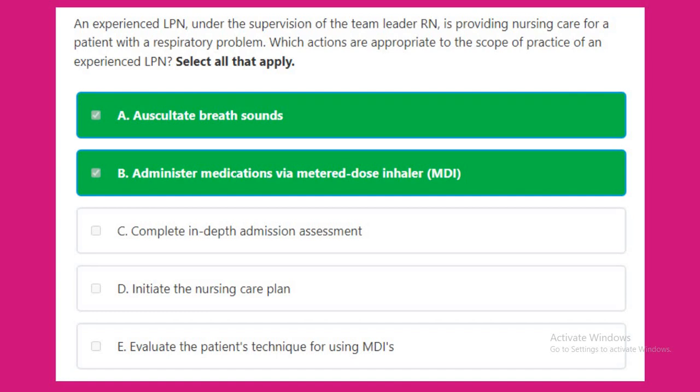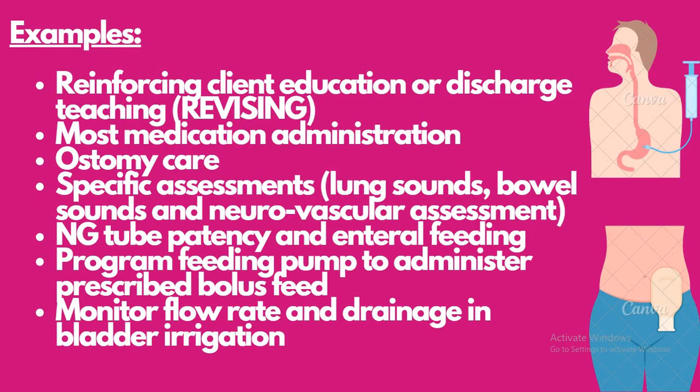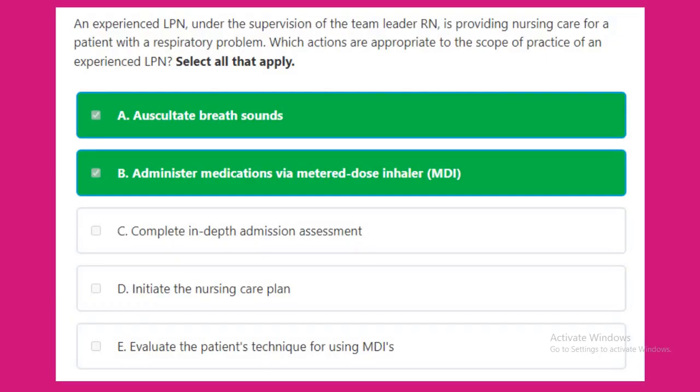The options are: auscultate breath sounds, administer medications via metered dose inhaler, complete in-depth admission assessment, initiate the nursing care plan, and evaluate the patient's technique for using MDIs, right? Now, auscultating breath sounds, as I've already discussed, comes under the specific assessment, so it will be an option. Another is administering the medication via the metered dose inhaler. RPNs can do all the medication administration except, as far as I know, the IV. In some provinces, it may be that the RPNs can do the IV also, right? And then why is option C not the right option?